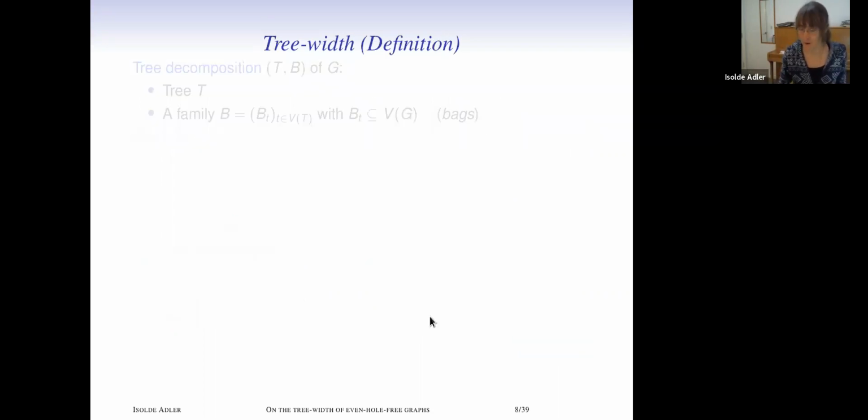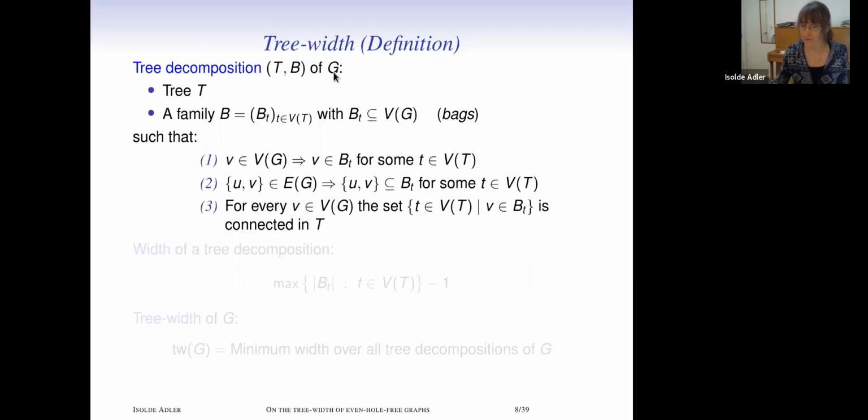And this is the formal definition. The tree decomposition of a graph G consists of a tree T and a family B of subsets of vertices of G, also called the bags, such that 3 properties hold. First one says every vertex of G is covered in some bag. So for every vertex, it's contained in some bag.